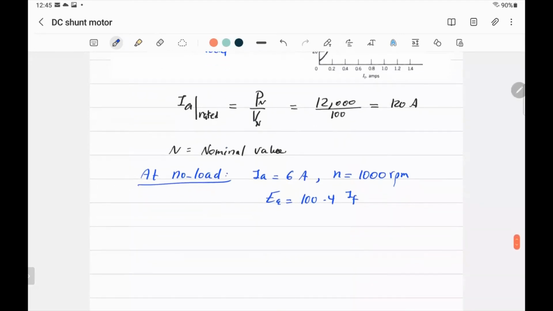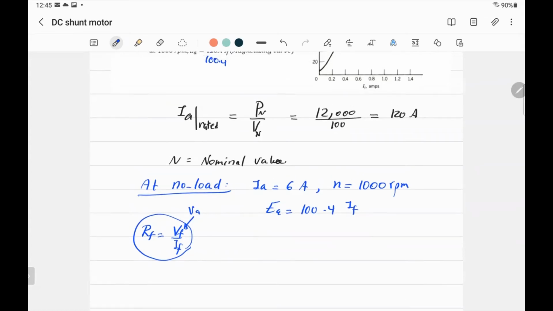But if the curve is given, you should use the curve to see the corresponding E for IA. I just want to make it simple too. Now that it's given, I need to find RF, and to find RF, I need VF over IF. That's what I'm looking for, and we know that VF is equal to VA. So from this information, let's find EA.